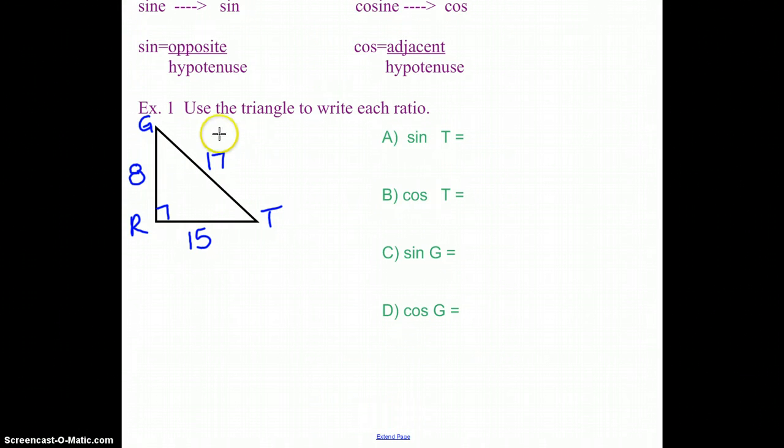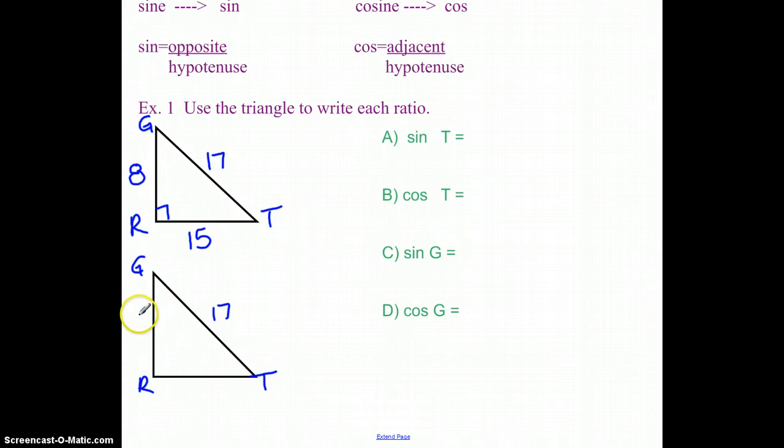Now first of all, use the triangle to write each ratio. So I have sine of t, cosine of t, sine of g, and cosine of g. Now I can tell there's two different angles that are mentioned here, which means they're really two different focus angles. So really what I'm going to do is redraw the same triangle. Nothing's going to change about it except that I'm going to draw two of them. One of them can be used for when the focus angle is t, and one of them can be used when the focus angle is g. And I'm just going to start labeling things.